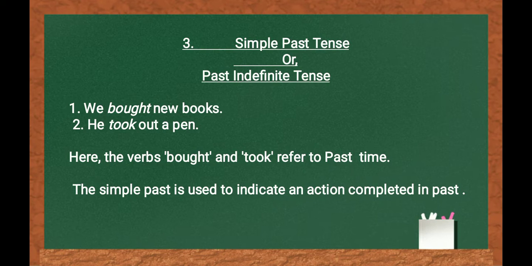Now what is simple past tense? Simple past is used to indicate an action completed in the past. And the 2 sentences which are given here also denote that the action was already completed in the past. We bought new books. The books were already bought by someone, by us, in the past time. That means the action was completed.